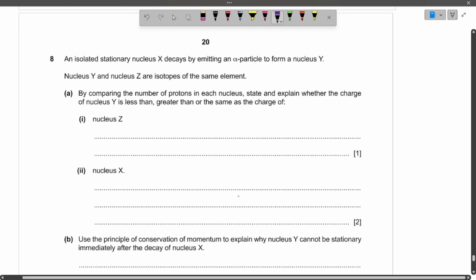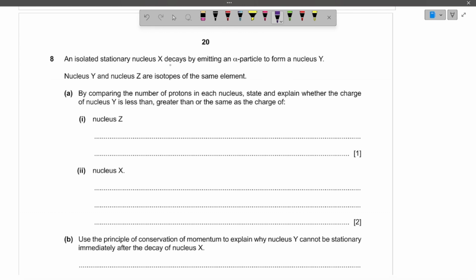Okay, then the last question, question number 8. An isolated stationary nucleus X decays by emitting an alpha particle to form a nucleus Y. Okay, X is decaying to Y and emitting an alpha particle, which has 2 protons and a mass number of 4. The nucleus Y and nucleus Z are isotopes of the same element. So isotopes are those elements which have the same proton number but different mass number.